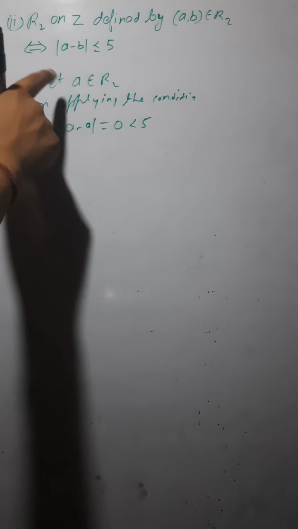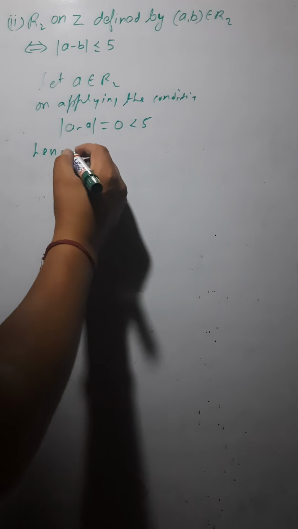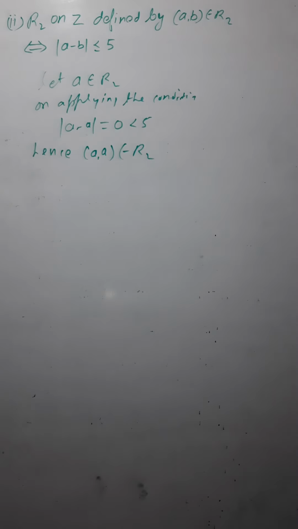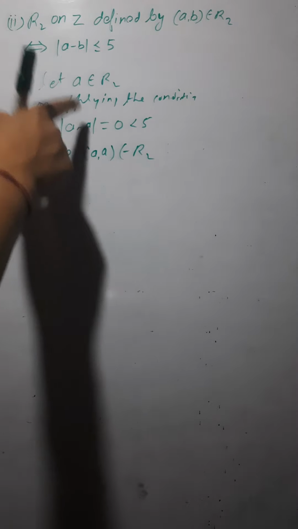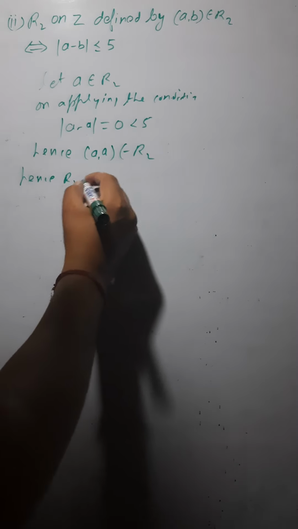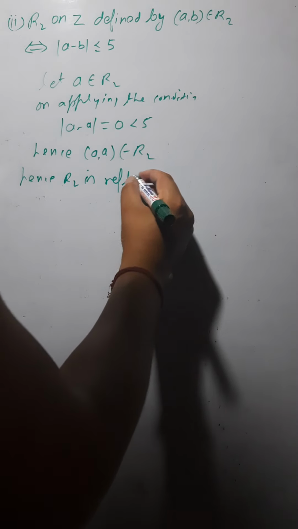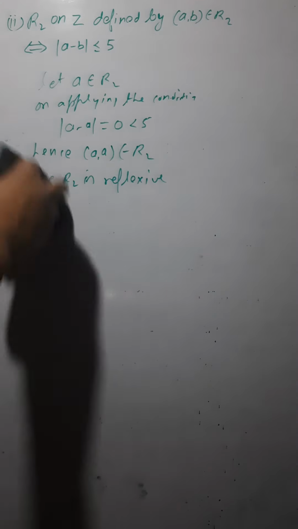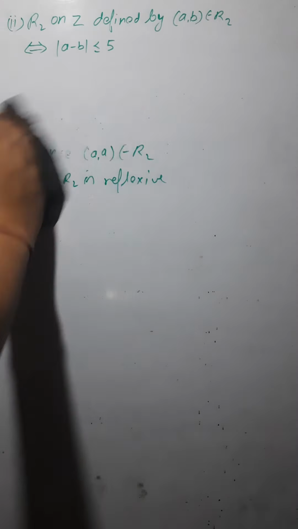So hence (A, A) belongs to the relation R2, because it follows this condition. Hence R2 is reflexive. Now similarly we will check whether it is symmetric or not.